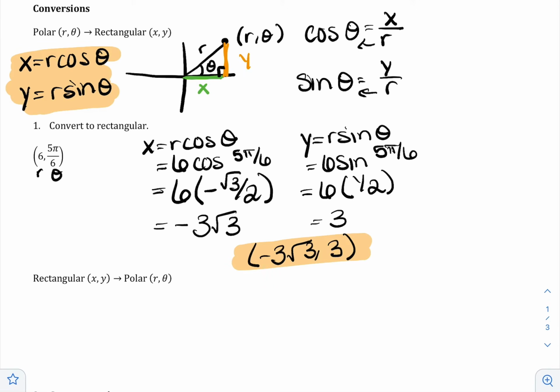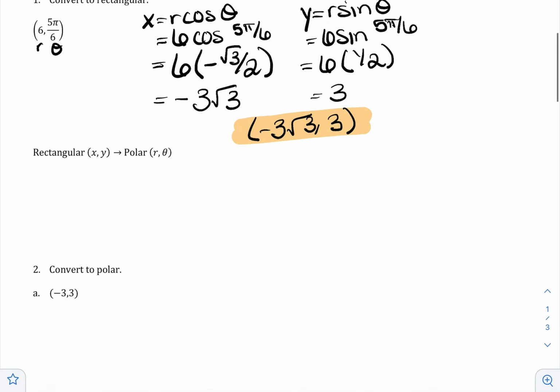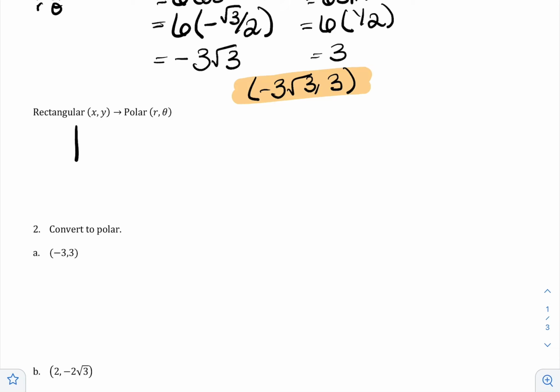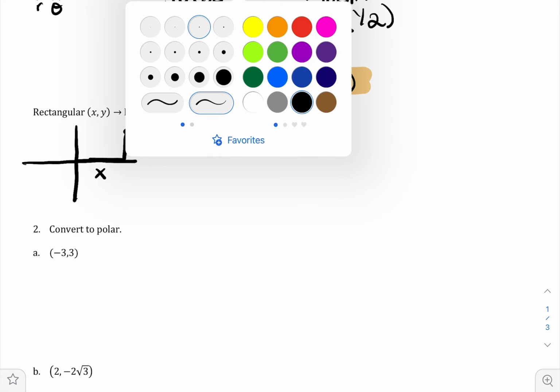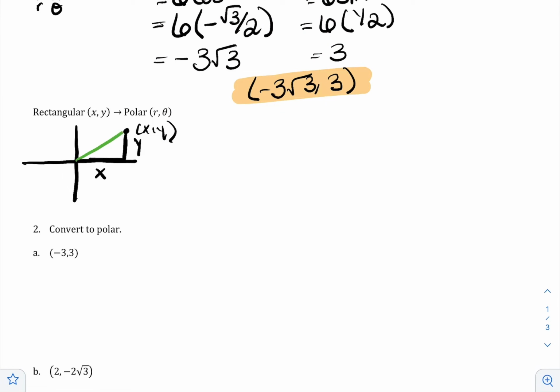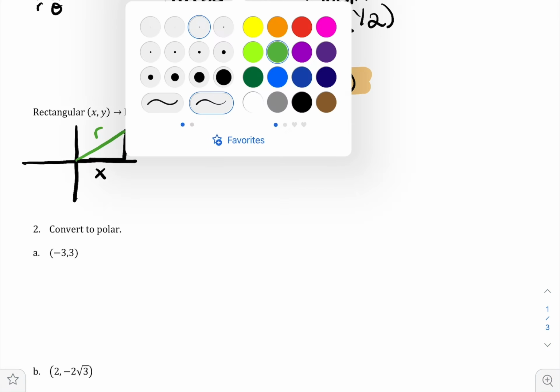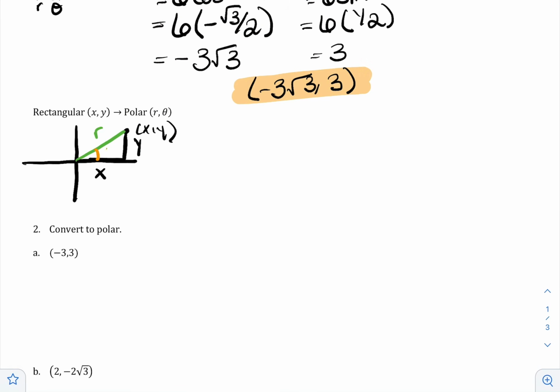Okay, now what about if we want to convert the other way? What if we have x and y and we want to get r and theta? Well, we begin by doing a very similar drawing, but now the point is x comma y. Remember, x is the distance you went left and right, y is the distance you went up and down. And now we're looking for r, the distance from the origin, and theta.